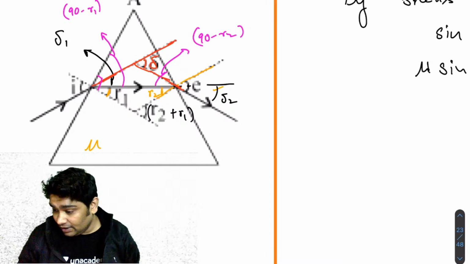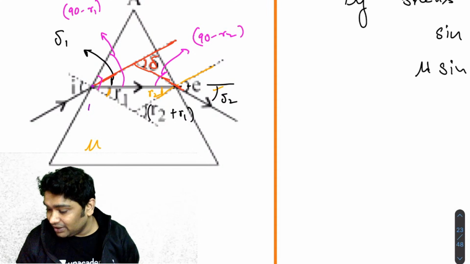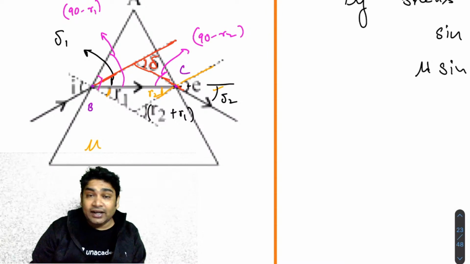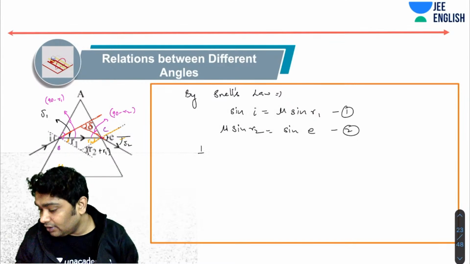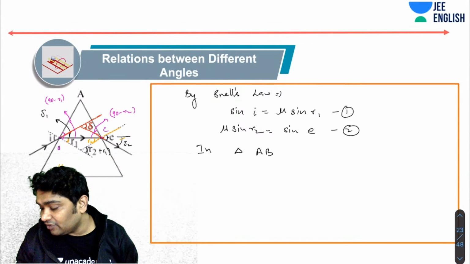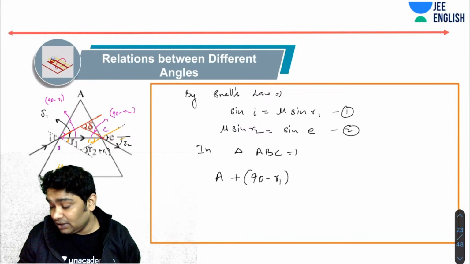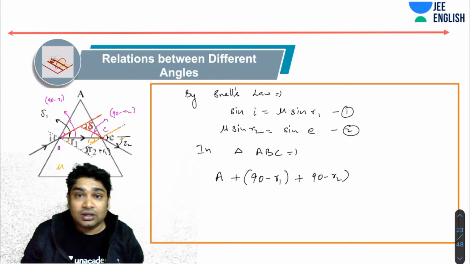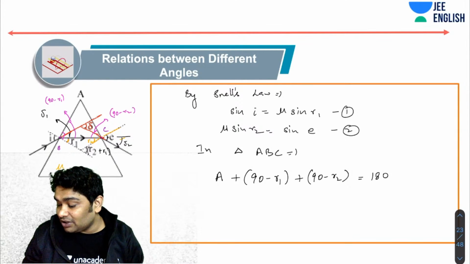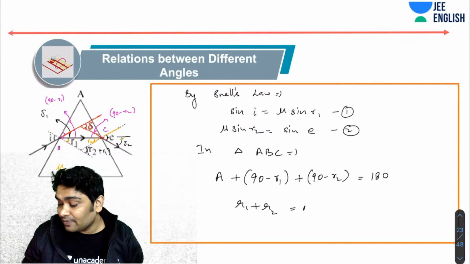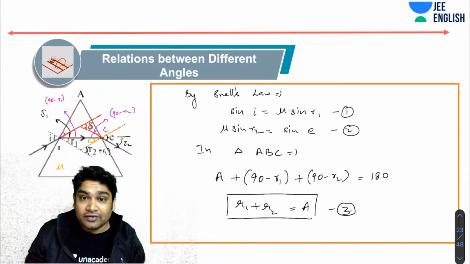Now let's also give names to these points. Let's call this B and let's call this C. If you take a look at triangle ABC, A plus 90 minus R1 plus 90 minus R2 is the sum of the three interior angles, and this should be equal to 180, correct? Which gives you R1 plus R2 equals A. Very important. This is the third equation that we have gotten.